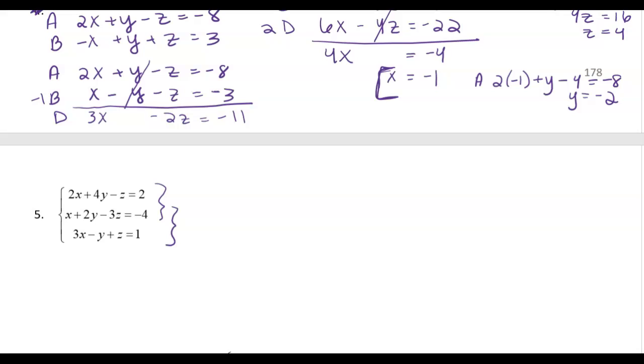All right, and then you will have a 2 by 2 system of y and z because you've eliminated the x. So there's a lot of different ways to work these, so if you want to try it a different way, of course, go ahead, that's fine.